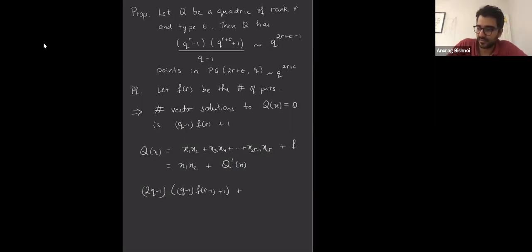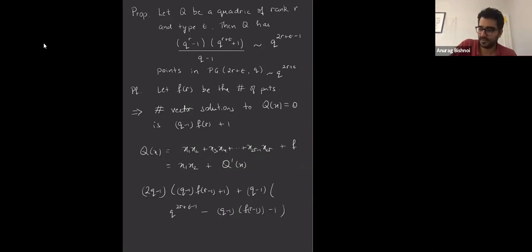And when this is equal to 1, then you need to solve x1, x2 equal to minus 1, sorry. And that also can be solved. Like you can find out the number of solutions, right? For any non-zero x1 that you pick, there's a unique x2. So there also you can determine the number of solutions, and it is q minus 1 times the number of x for which q prime of x is non-zero, which is just q to the 2r plus epsilon minus 1 minus the following f of r minus 1 minus 1.